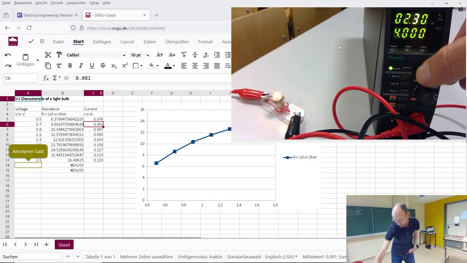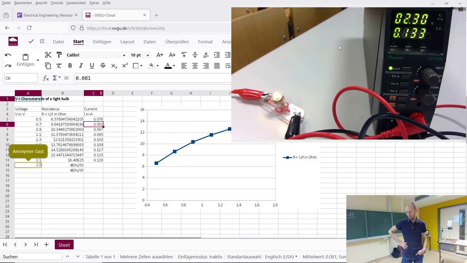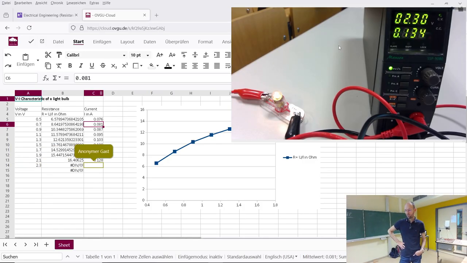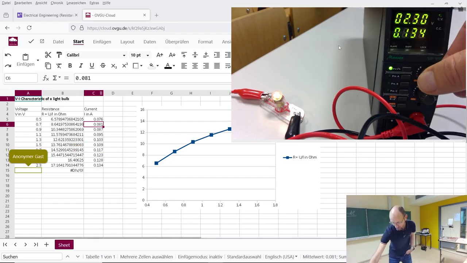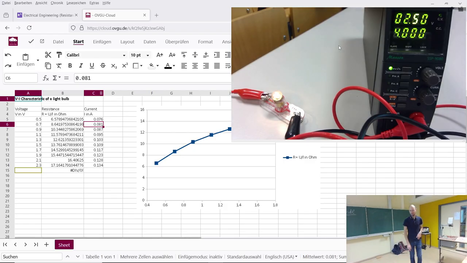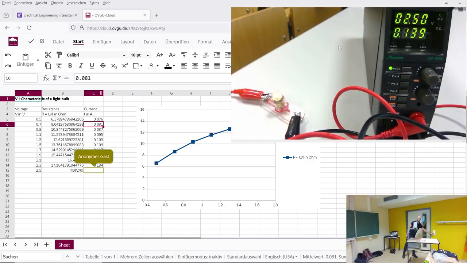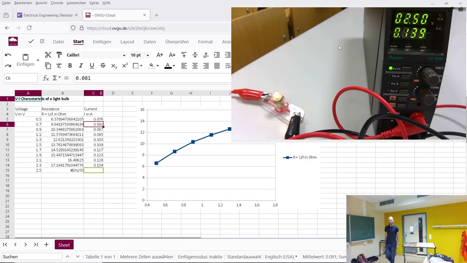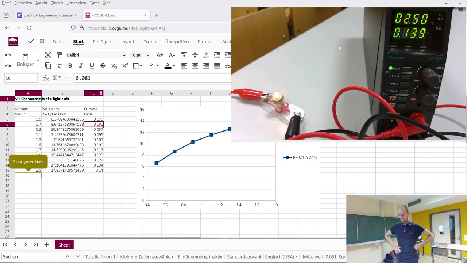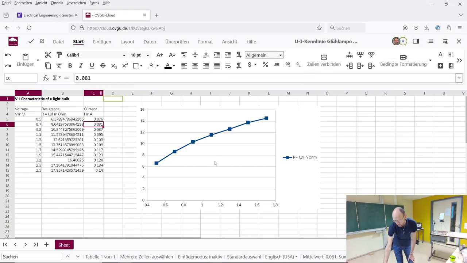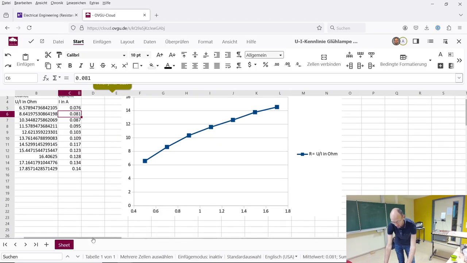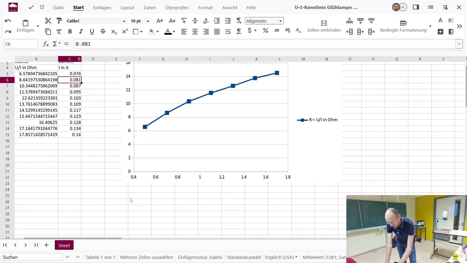And then let's go to 2.3. We have 134, and then the last value. Now we can see that we already get a quite bright light from this small light bulb. We get 140 milliampere. So we increase the voltage, the current increases, but the current does not increase proportionally because the resistance goes up. And if we calculate the resistance out of this curve, this is what is shown here in this document and in this table.